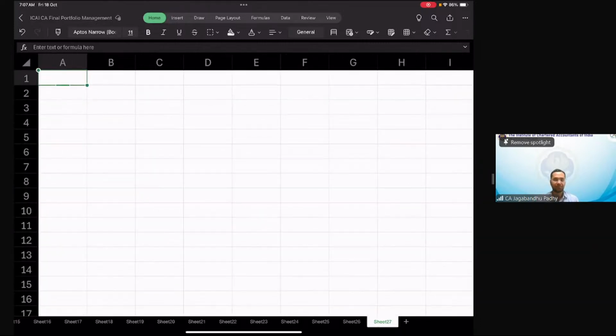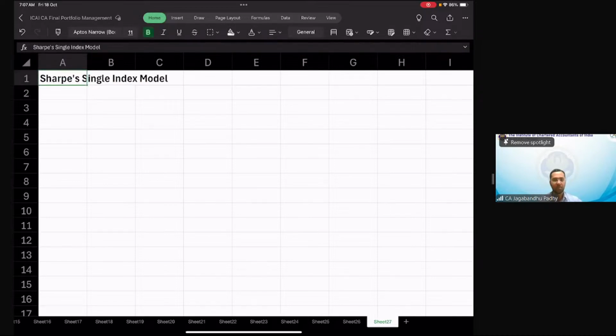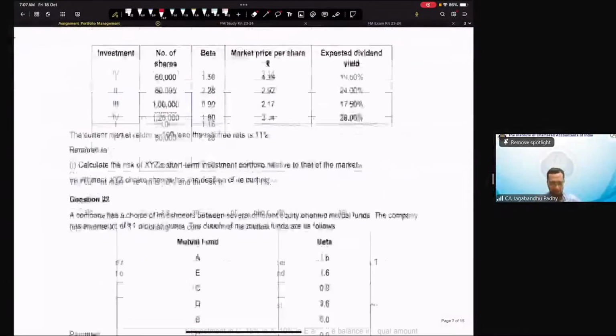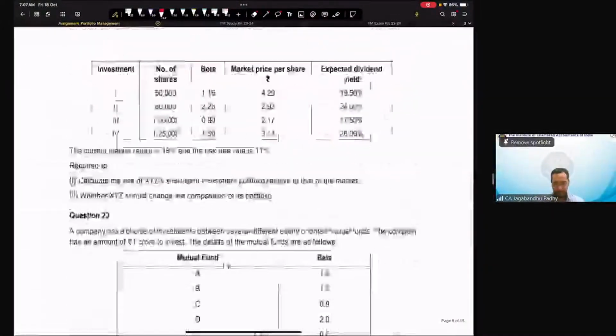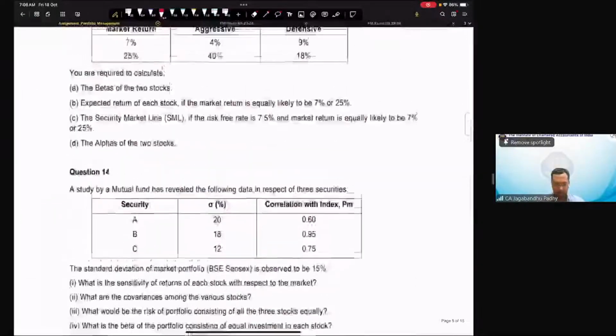Okay, now let's begin with something called Sharpe's single index model. Let me help you with this Sharpe single index model with a question, so that we'll be able to do the question as well as the concept will be done with that. So let me take up the question.